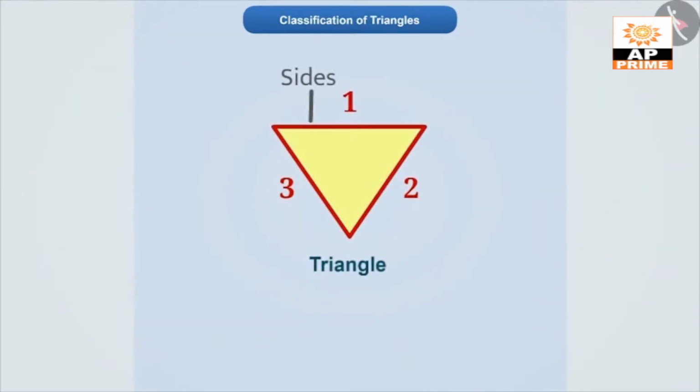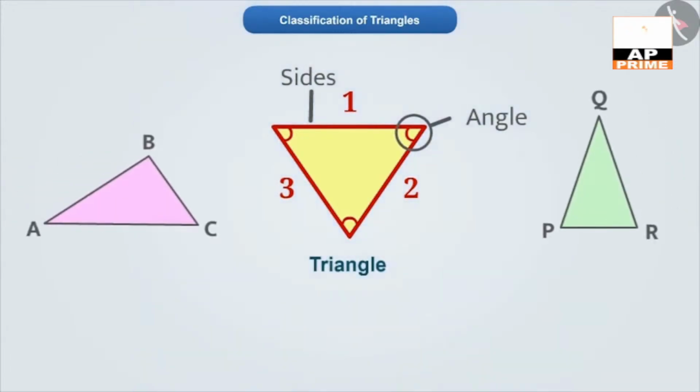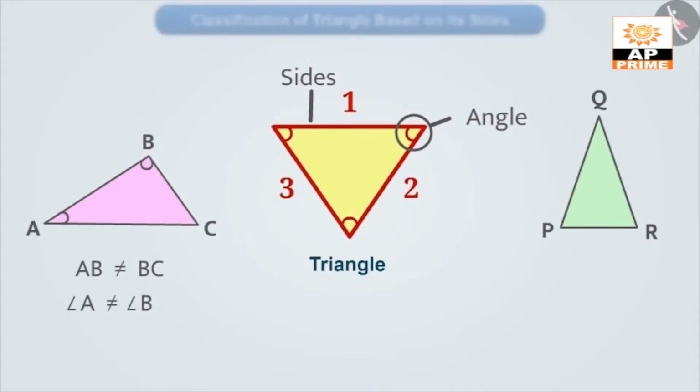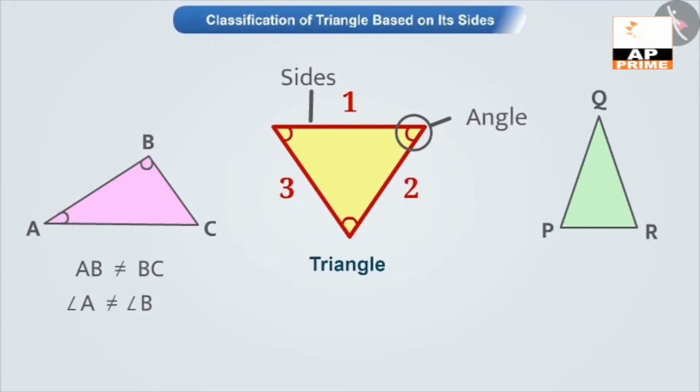Along with 3 sides, a triangle also has 3 angles. In different triangles, we see that the measures of sides and angles are different. To understand triangles better, we classify them on the basis of their sides and angles. So let's first learn the classification of triangles based on the sides.